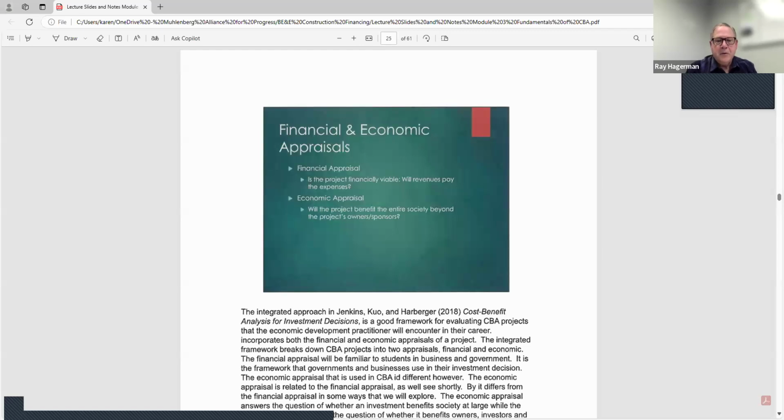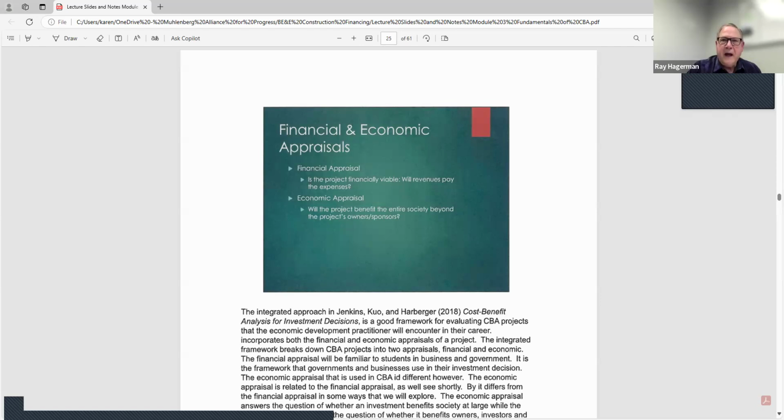A financial and economic appraisal is usually how you look at things. And quickly, easily said, the financial appraisal is, will the revenues pay the expenses? Are you going to come out with more revenues than you have expenses? If you are, then it's probably a go.